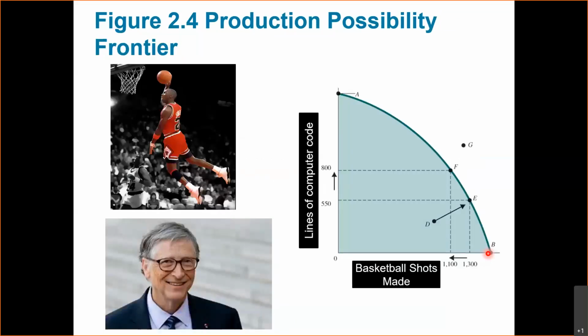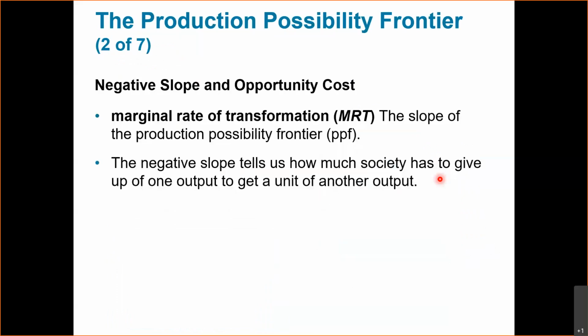Now, notice that's a negative slope and it's curved. The slope of the PPF is always changing because it's a curved line, and this has a special name: the MRT, marginal rate of transformation.